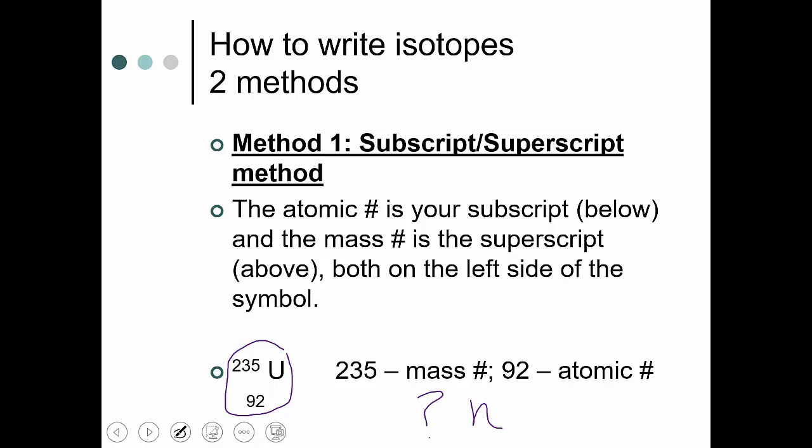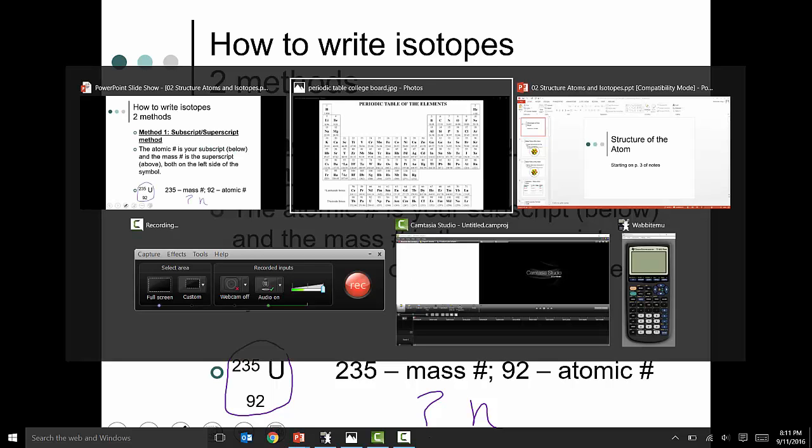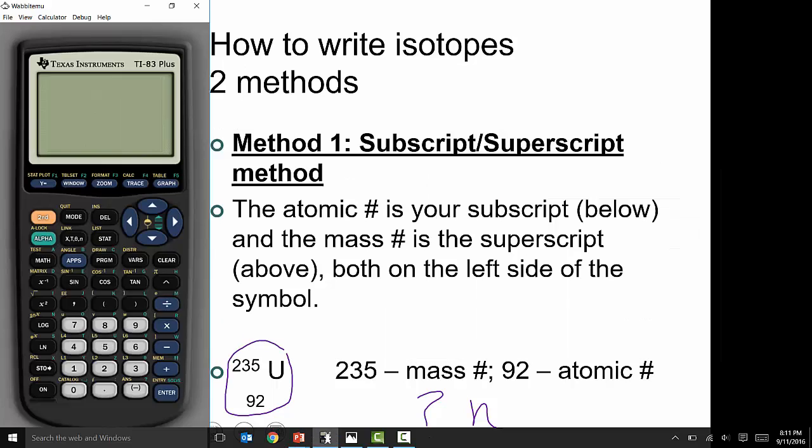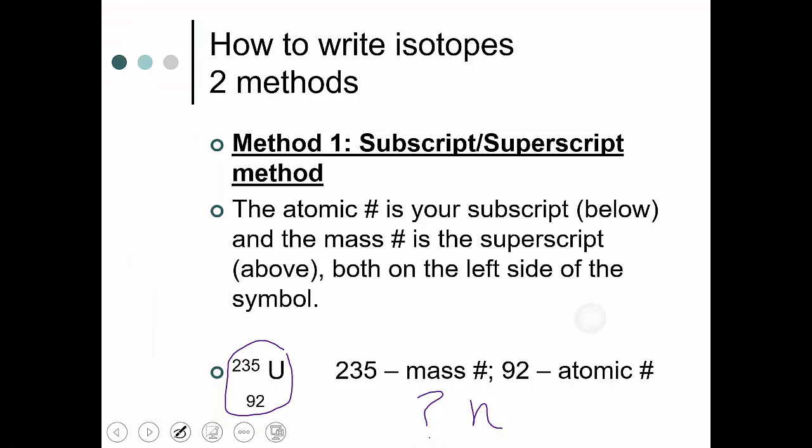So one thing that we can use these symbols for is to figure out how many neutrons are there, okay? If the top number is protons plus neutrons, and the bottom number is protons only, we would of course subtract. So I'm going to pull up my calculator here and turn it on. We're going to do 235 minus 92. We see 143. So we would have figured out that there are 143 neutrons in this isotope of uranium.